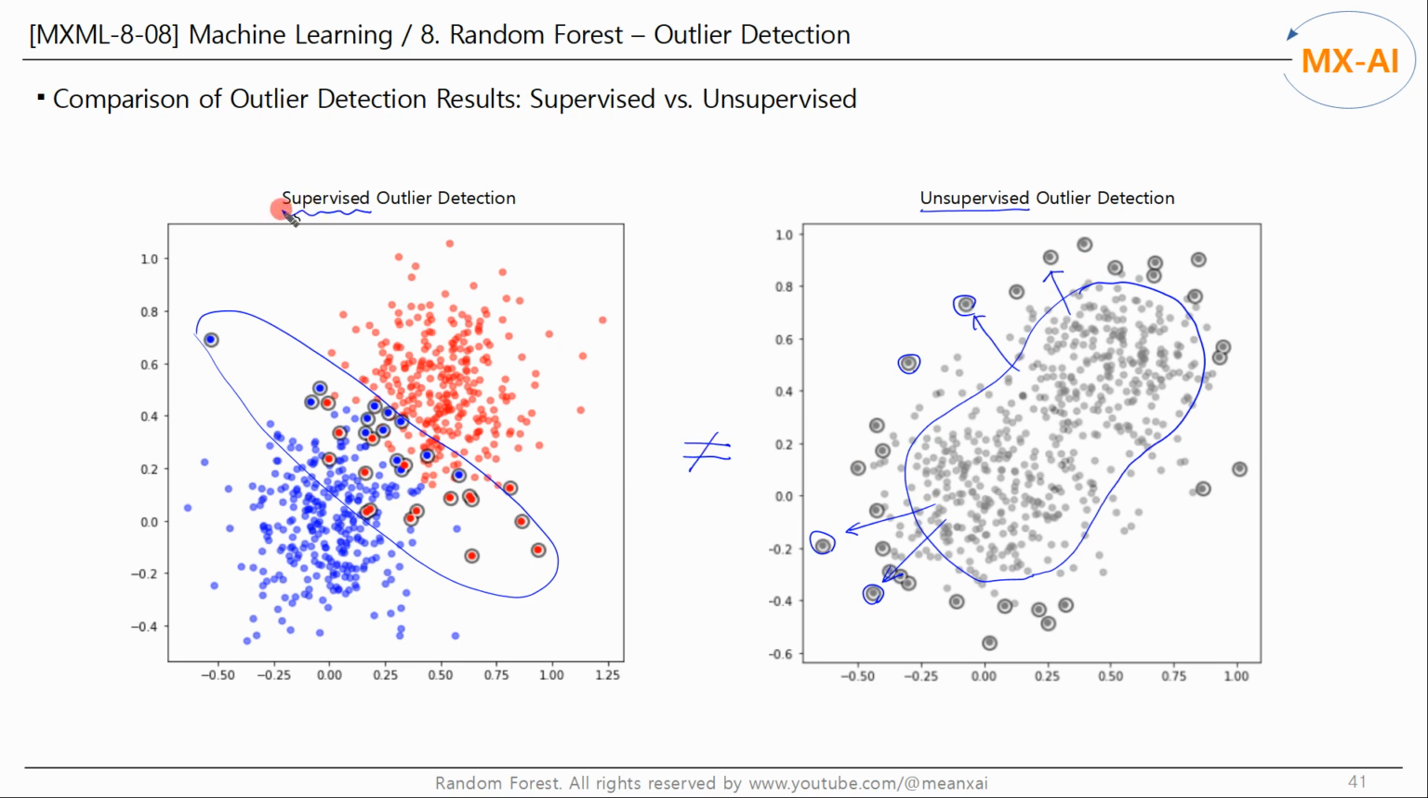Now, let's take a closer look at the supervised case. Even though this sample is far from the main class 0 cluster, it still belongs to class 0. When a random forest constructs a decision tree, all of the samples in this region are assigned to the same leaf node. This is because all of the samples in that node already belong to the same class, so there is no need to split the node any further.